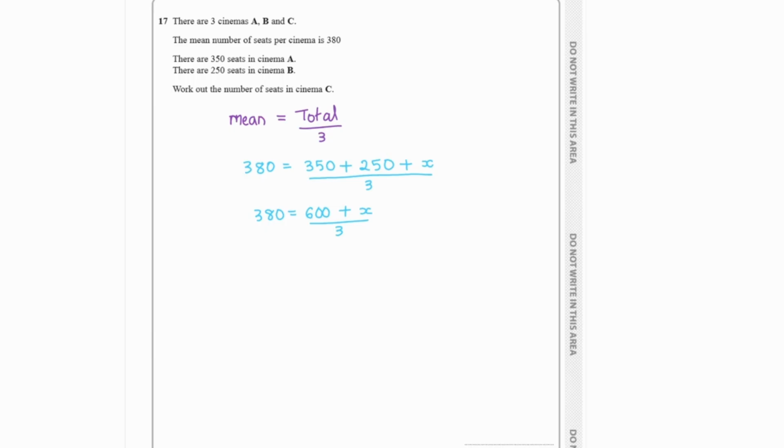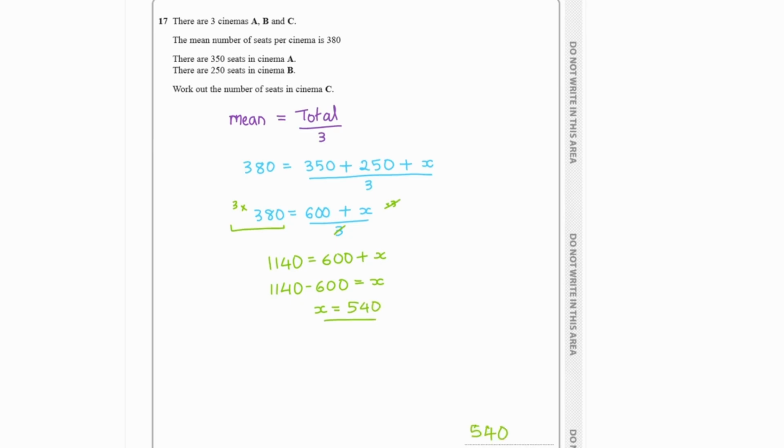This is now just an algebraic equation, so in order to find X, we would first multiply both sides by 3 in order to get rid of the 3 from the denominator. And we can see the 3s cancel out on the right-hand side. So if we work out 3 times 380, this gives us 1,140, and this is equal to 600 plus X. We can then take away 600 on both sides. So if we do 1,140 take away 600, this will give us X, which is the number of seats in cinema C. X will be equal to 540.